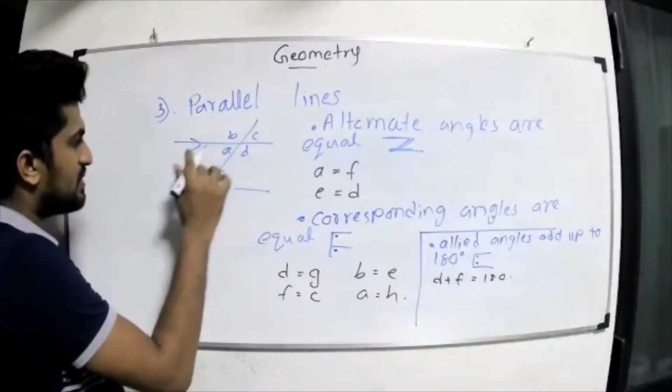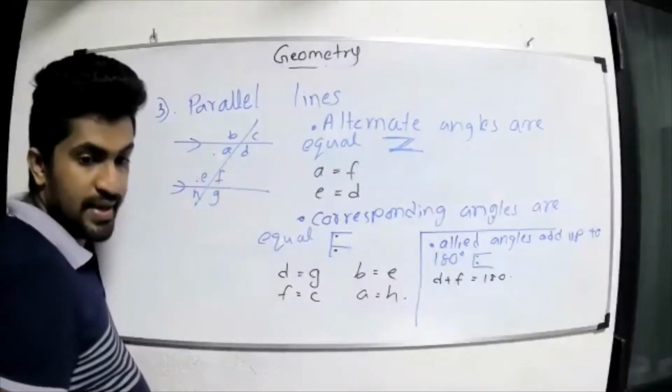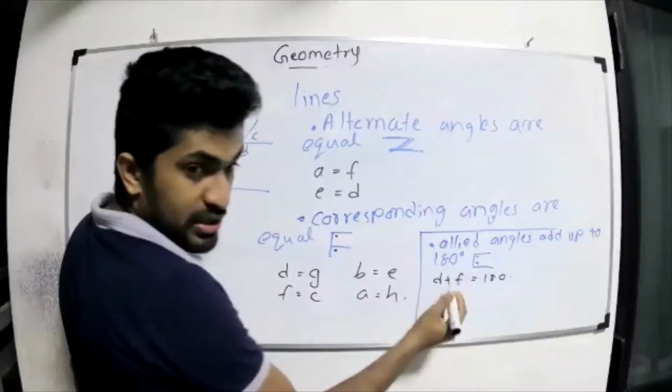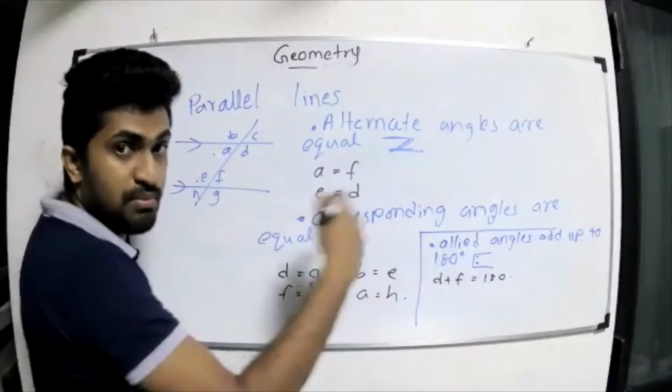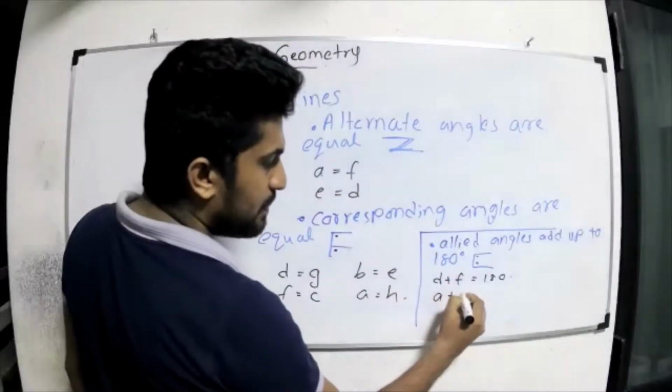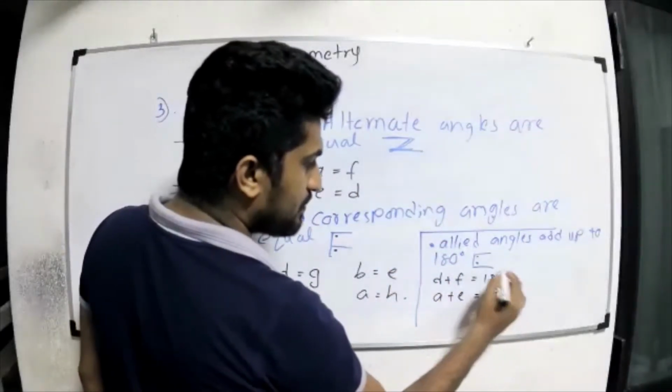Another one, A plus E equals 180. A and E. So they are not equal. The sum of them equals 180. A plus E equals 180.